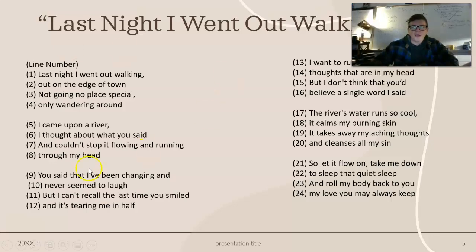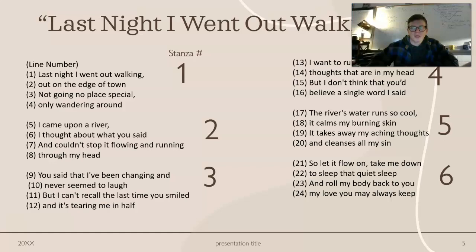There are 24 lines in this poem, 24. And stanzas, let's count them. 1, 2, 3, 4, 5, 6. 6 stanzas. 24 lines, 6 stanzas. Last night, I went out walking.